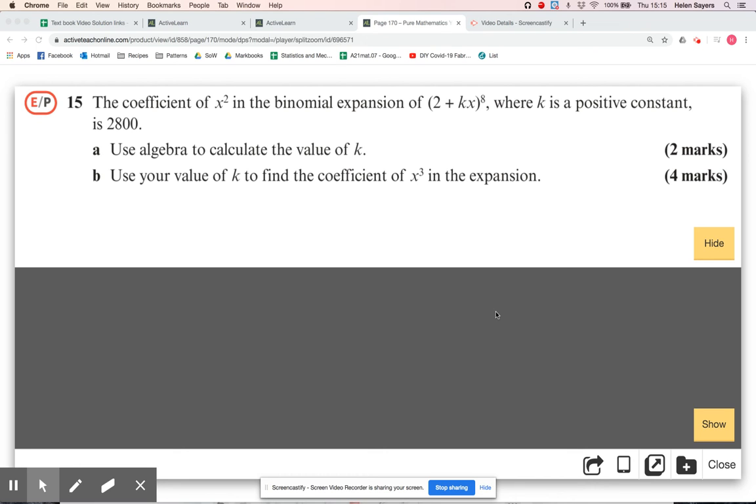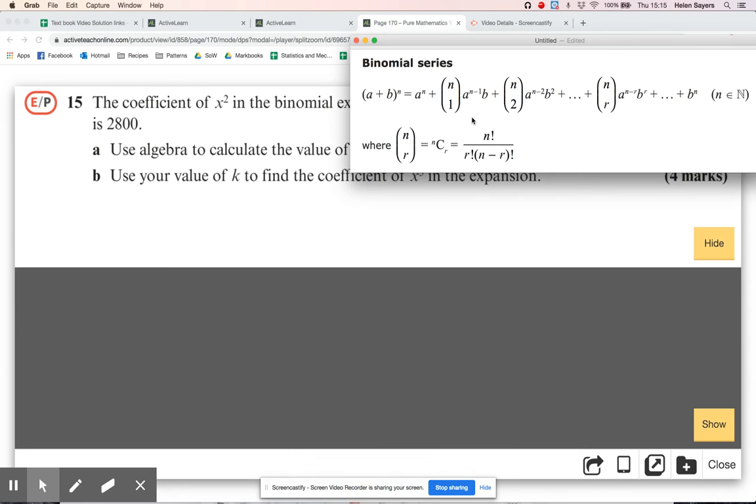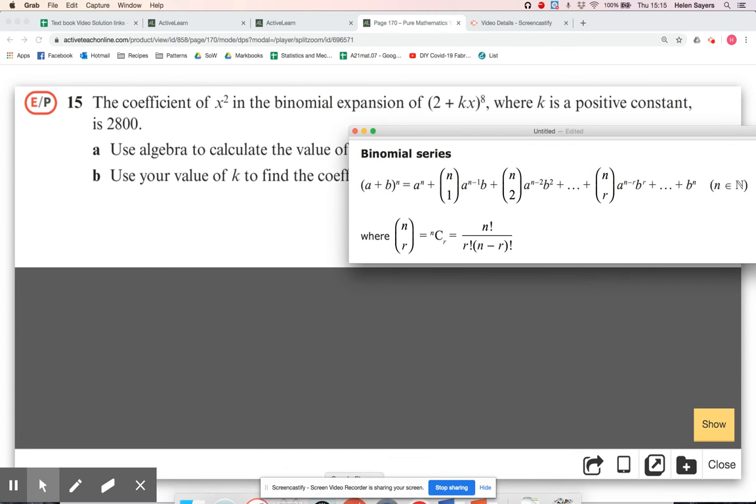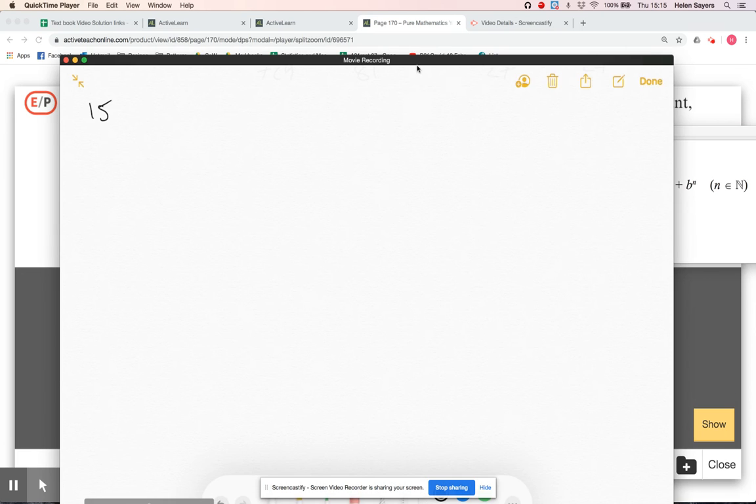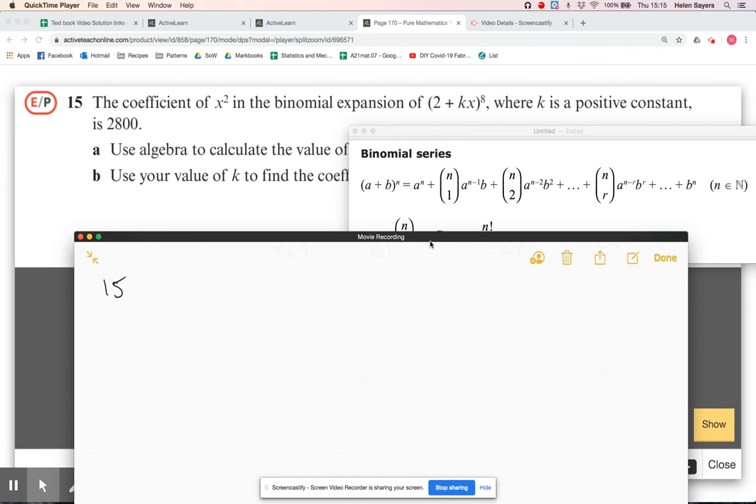Okay, we're looking at Mixed Exercise 8 from the first year core textbook. We're on binomial expansion and on question 15. You are given the binomial formula. Let's get my screen up. We're talking about the expansion of (2 + kx) to the power of 8.